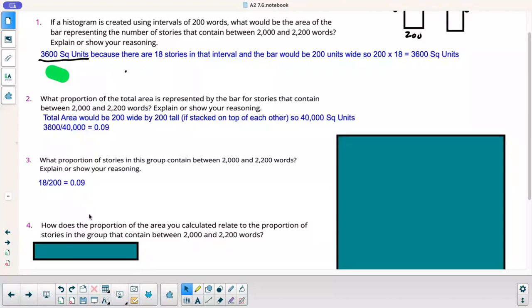How did the proportion of the area you calculated relate to the proportion of stories in the group that contain between 2,000 and 2,200 words? Well, obviously you look here, 0.09, 0.09, we're going to say that they are the same.